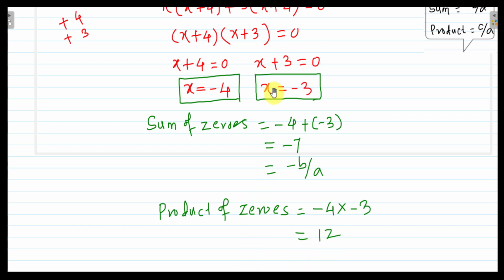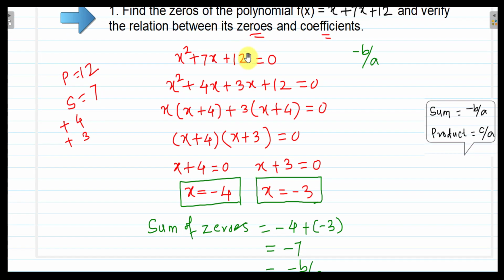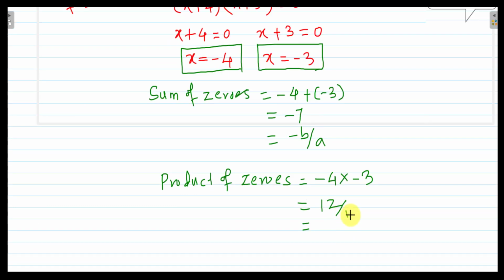If you look at the equation, you will see that 12 is c and a is 1. So 12 upon 1 can be written as c upon a. Therefore the product of the zeros is c upon a, and the sum of zeros is equal to minus b upon a. And this way we have verified the relation between the sum of the zeros and the coefficients of the polynomial.